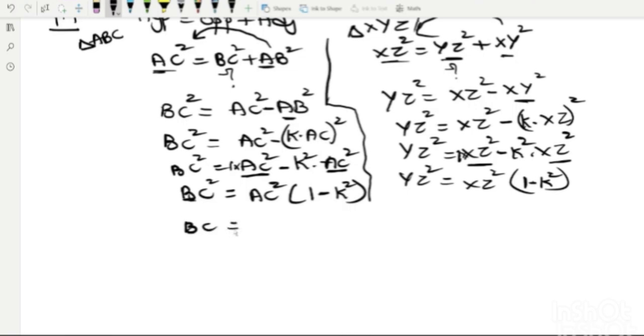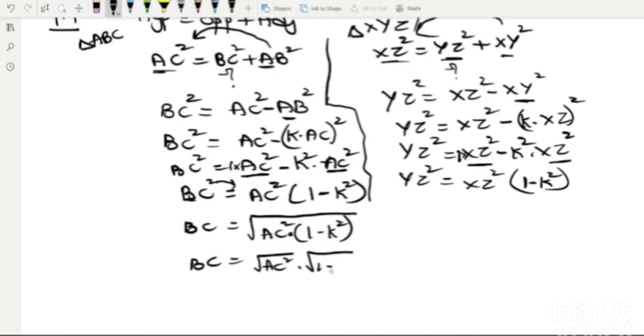So BC equals, if we send the square to the other side, it becomes square root of AC square into 1 minus K square. You can write them separately: root of AC square into root of 1 minus K square. For the second term, the square is only for the K, not for the complete thing, remember. So the square and the square root get cancelled, and the left out value would be AC into root 1 minus K square.